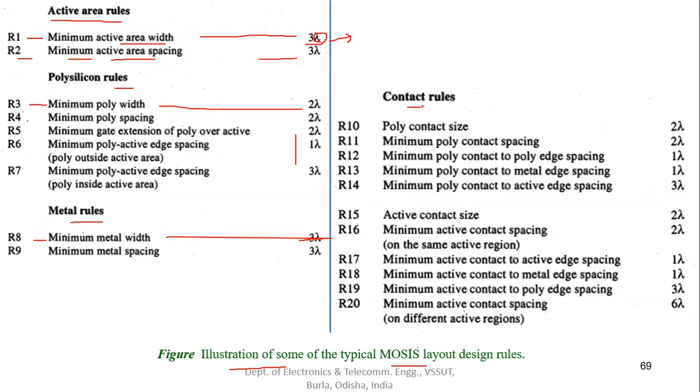So there are some contact rules. Contact means the contacts which are fabricated for taking out the connection to the outer world. Okay, so let's for example look at it. R15, active contact size should be at least 2 lambda.